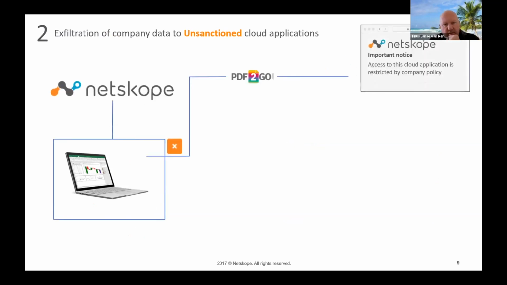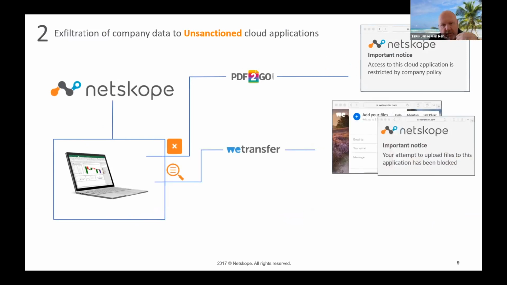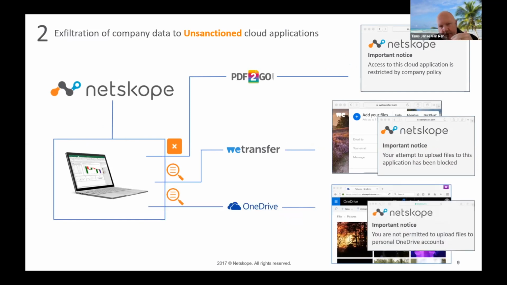Exfiltration of company data. In this scenario, we've got a user using PDF to go, sending information we transfer, OneDrive. We block the PDF to go because it's not sanctioned and approved by the company. For the WeTransfer, we'd actually notify the user that you're attempting to upload files and this has been blocked. We could also have a situation where the user tries to use WeTransfer. We can guide him and coach him and say, we actually want you to use OneDrive because that's a corporately sanctioned approved application. Or we can say just deny or allow the specific application.